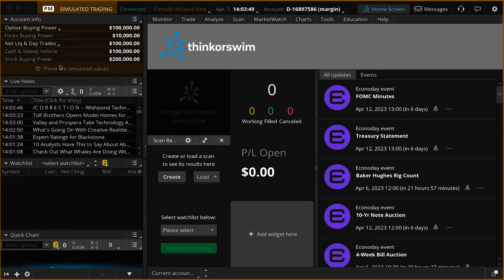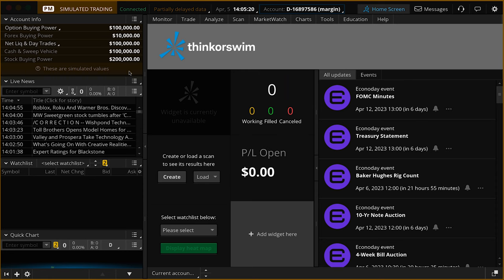Now you see there's another line down below the cash and sweep vehicle that says stock buying power, $200,000. That's because when we're trading stocks, we're given additional leverage of 2x the buying power you have for options. So we definitely want to see this as a stock trader so we can understand exactly how much leverage and buying power we have.